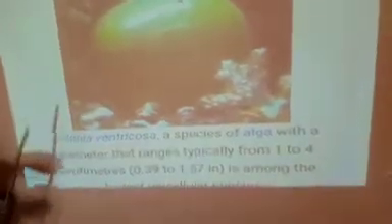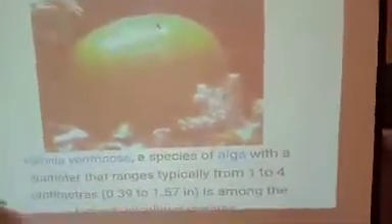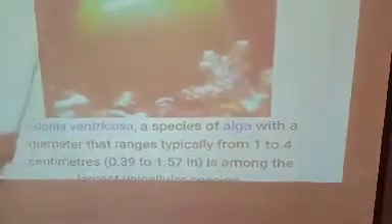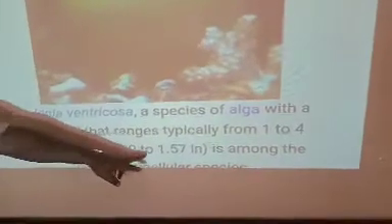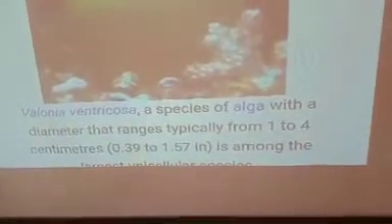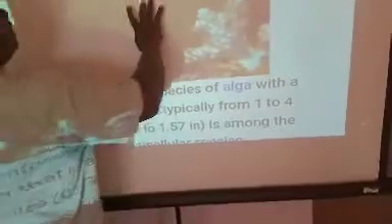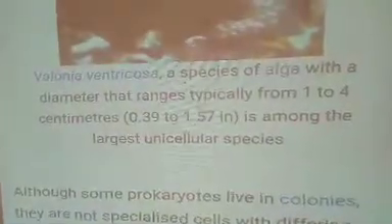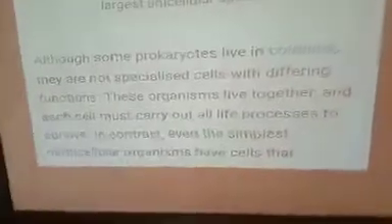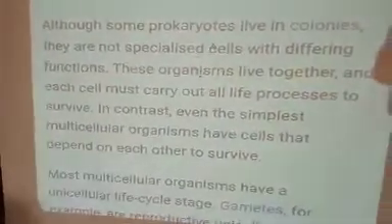It has a diameter that ranges typically from 1 to 4 centimeters, which is about 0.39 to 1.57 inches. From whatever measurement you take it, it is among the largest unicellular organisms. Now, although some prokaryotes live in colonies, when we are talking about colonies, they are not specialized cells with differing functions.